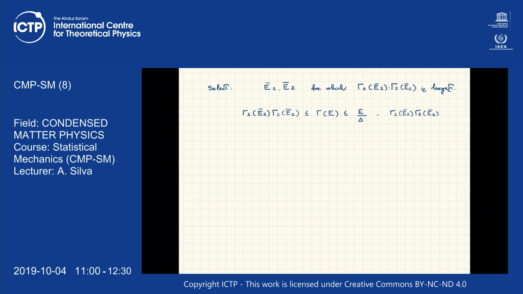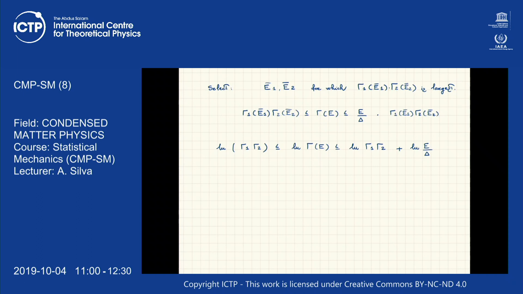Now this has an important implication, because if I take the log of this, of gamma 1 times gamma 2, let me forget about writing the E bar 1 and E bar 2. This is going to be smaller or equal than the log of gamma of E, and it's smaller or equal than the log of gamma 1 times gamma 2 plus the log of E over delta.